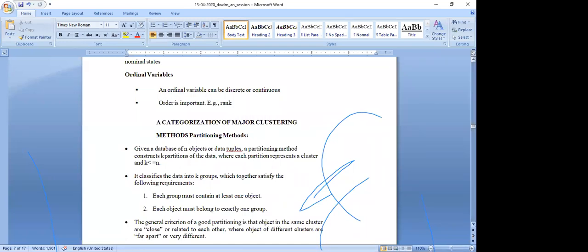In the clusters, when we are forming them, the data should compulsorily be available, and each object should belong to only one group. The similar kind of data should not be available in other clusters. Now, the method in this partitioning method is the k-means method.